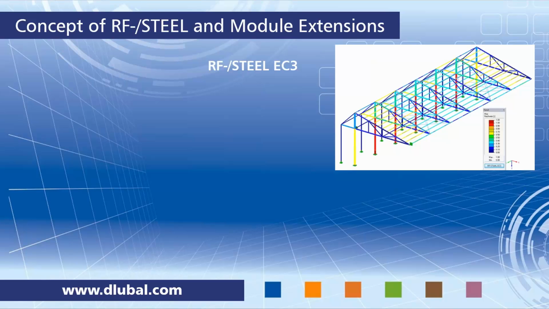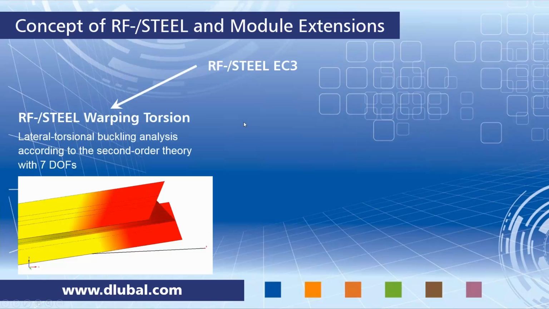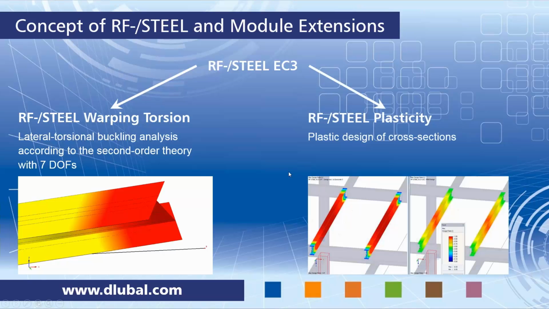Okay, let's get started with the concept. We have the add-on module RFSteel Eurocode 3, RFSteel EC3. Here you can design in accordance with Eurocode 3. You can perform stability design checks, you can do deformation analysis, and of course you can also do some fire protection analysis. Together with this add-on module you can enable 2 different extensions. One is the RFSteel Warping Torsion. Here you perform a design with the second order analysis under consideration of a 7th degree of freedom. That's warping torsion. And a second extension is RFSteel Plasticity.